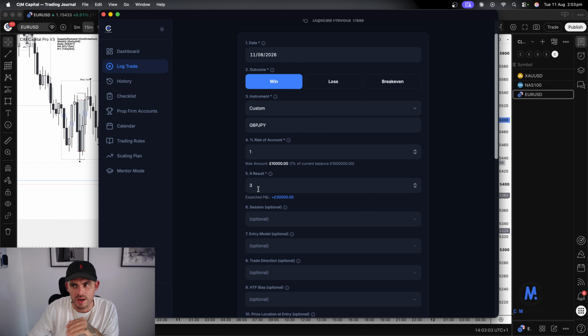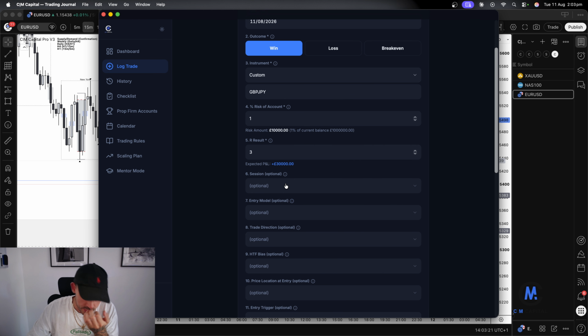So these first 5 are the only inputs you have to place to log the trade. The rest are optional, but if you want to collect really strong data for your account and for yourself, obviously we recommend putting in the rest of the inputs. So for me, that's what I do. I put in all of the inputs.